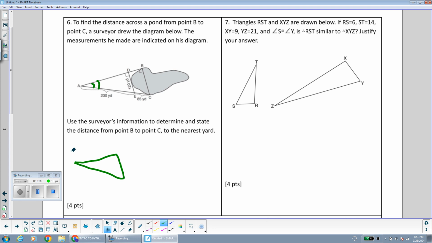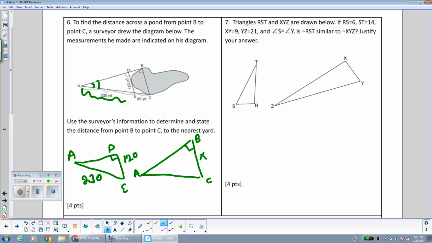You can always draw them separately. This is going to be my small one, ADE. And then I'll draw the larger one, and I'll just try to make it look larger over here, BCA. And I'll put the right angles in. I'm a terrible artist. And I'll put the measurements in. So DE was 120. We're looking for BC, so I'm going to label that as X. AE is 230. And AC would be 230 plus 85.